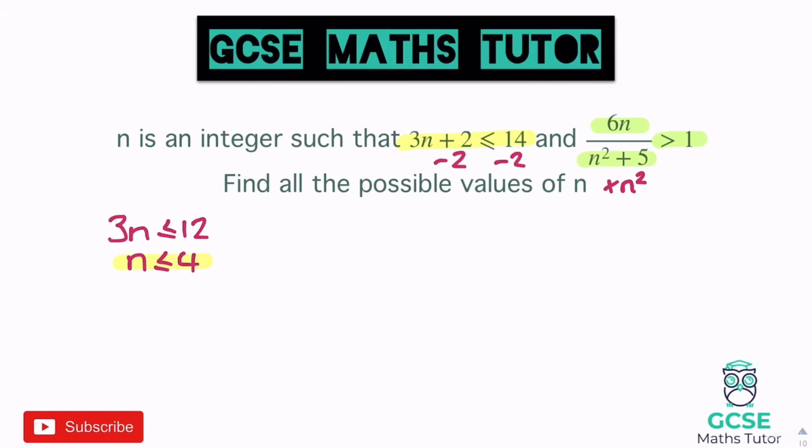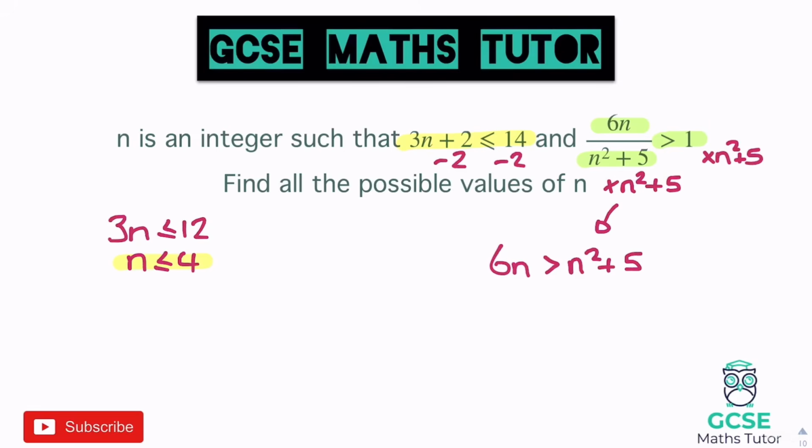So I'm going to times both sides by n squared plus 5. And as it's only 1 on the right hand side, that's quite nice and easy, because it's just going to slot next to the 1 there. So first things first, if we do that, we get 6n is greater than n squared plus 5.